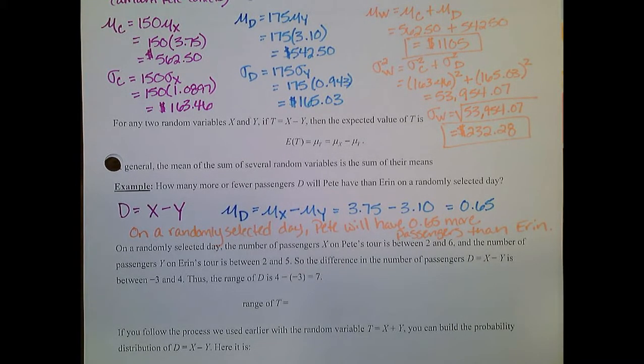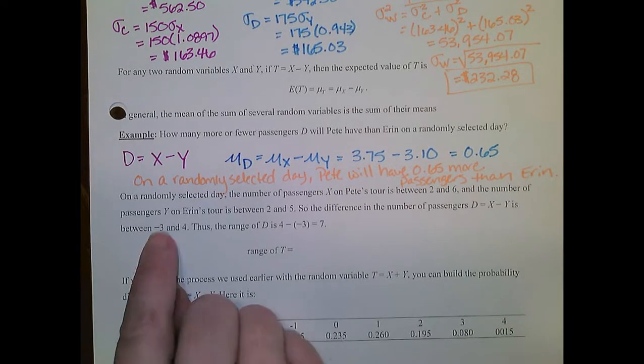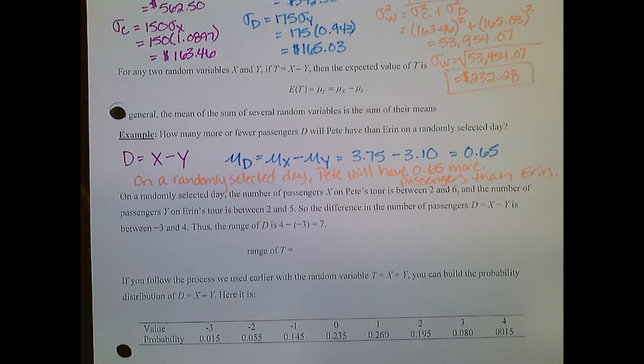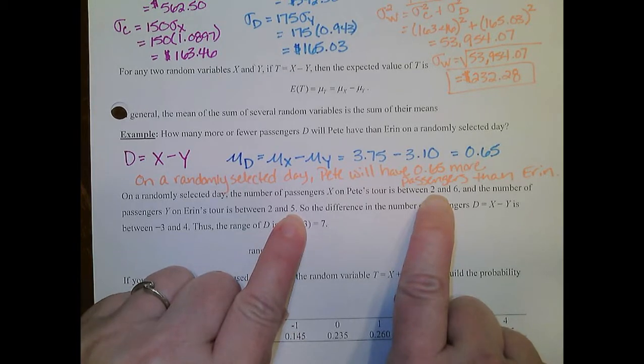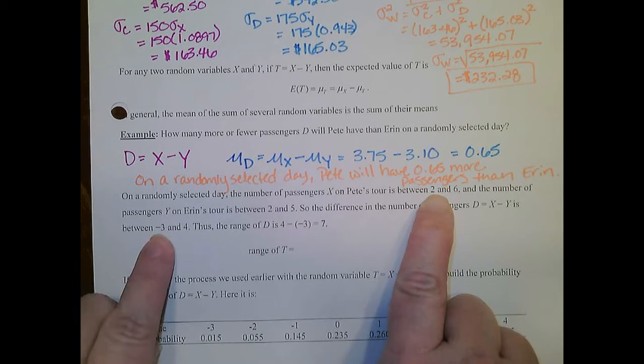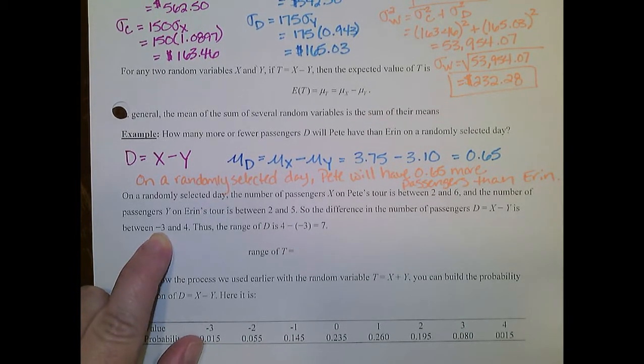We know that on a randomly selected day, the number of passengers, X, on Pete's tours is anywhere from 2 to 6. And the number of passengers, Y, on Aaron's tour will be between 2 and 5. So the difference in the number of passengers, X and Y, would range from anywhere from -3 to 4. In other words, if we took Pete's smallest number of passengers, 2, and subtracted Aaron's largest number of passengers, 5, the smallest difference would be -3. So the minimum would be -3. In other words, the minimum is that Aaron would actually have 3 more passengers than Pete did.